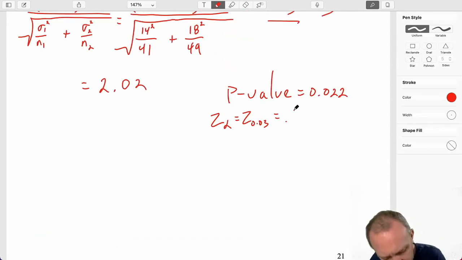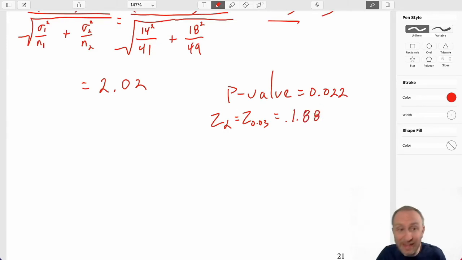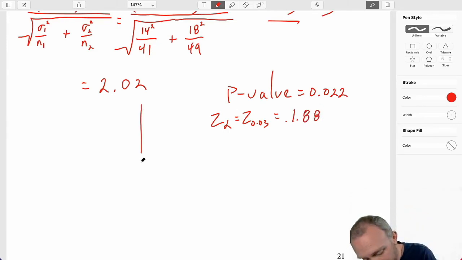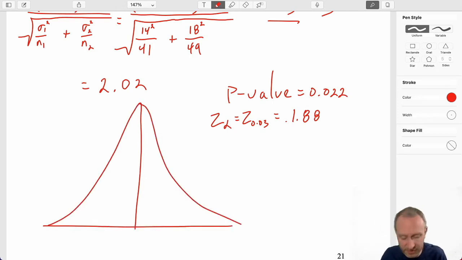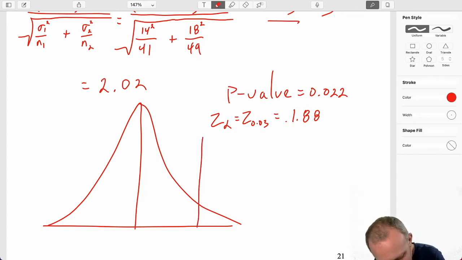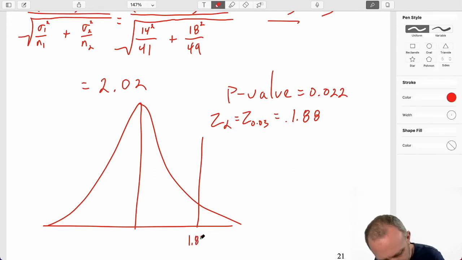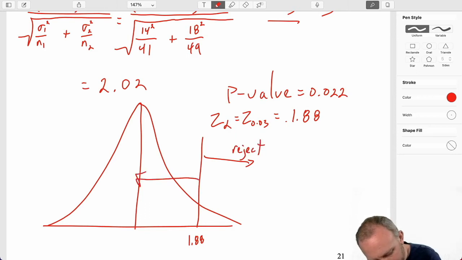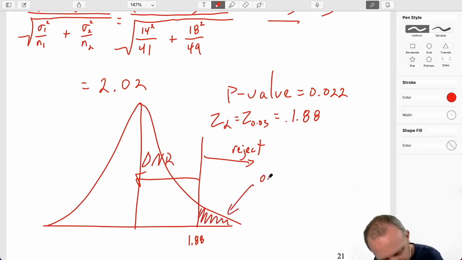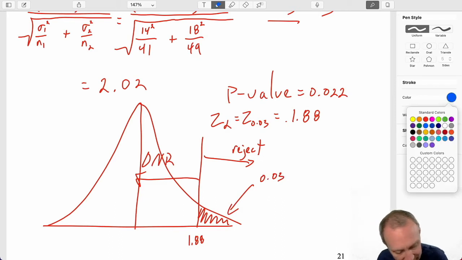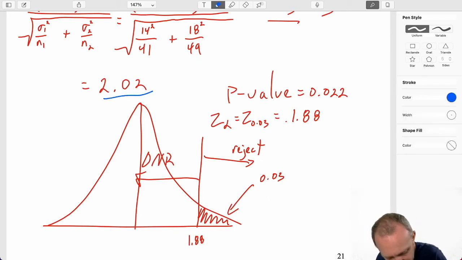So once again, we see that we are getting consistent results. Again, I'll draw the picture. I really got to stop doing this. I don't normally do this with all of the problems. We have a critical value here of 1.88. That defines where we will reject and consequently where we will not reject. That gives us an area in that upper tail of 0.03. We have a test statistic, 2.02.